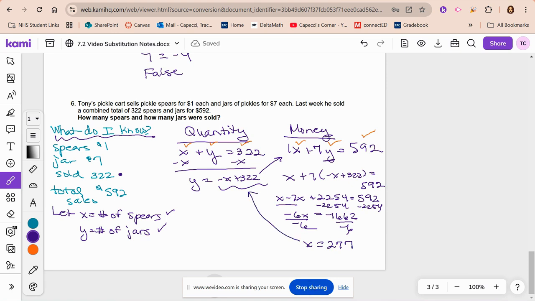Now again, I'm going to go up and substitute in so I can get my value for y. Negative 277 plus 322, so y is equal to 45. And now I have to answer the question. The question is, how many of each were sold? So x I know is the number of spears. So we're going to say 277 pickle spears were sold, and 45 jars of pickles were sold.